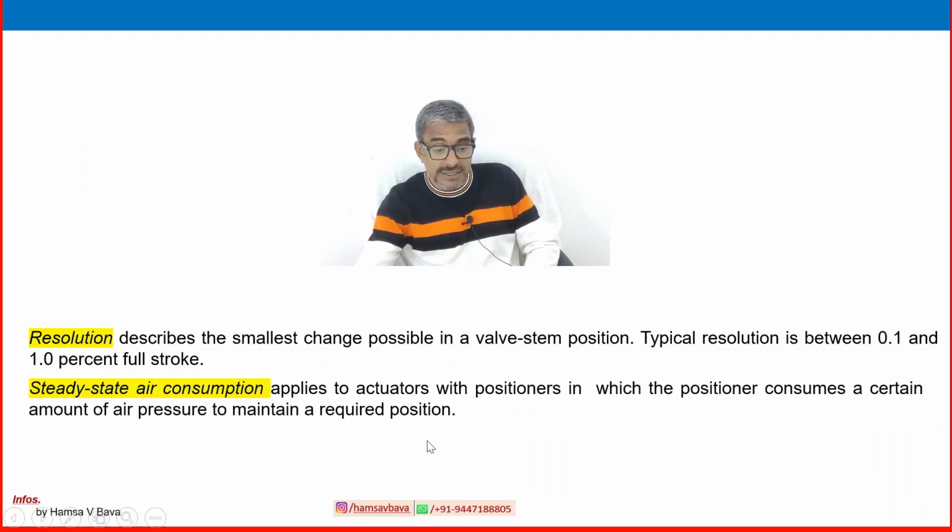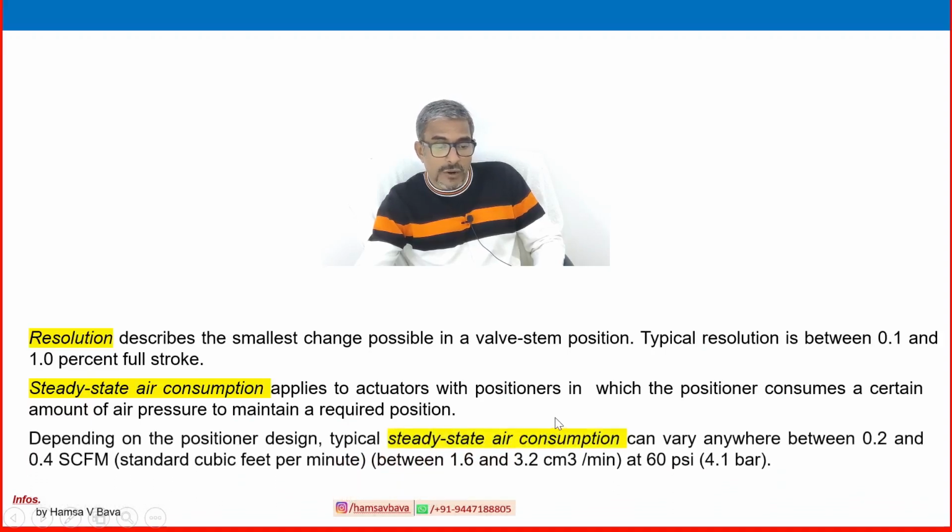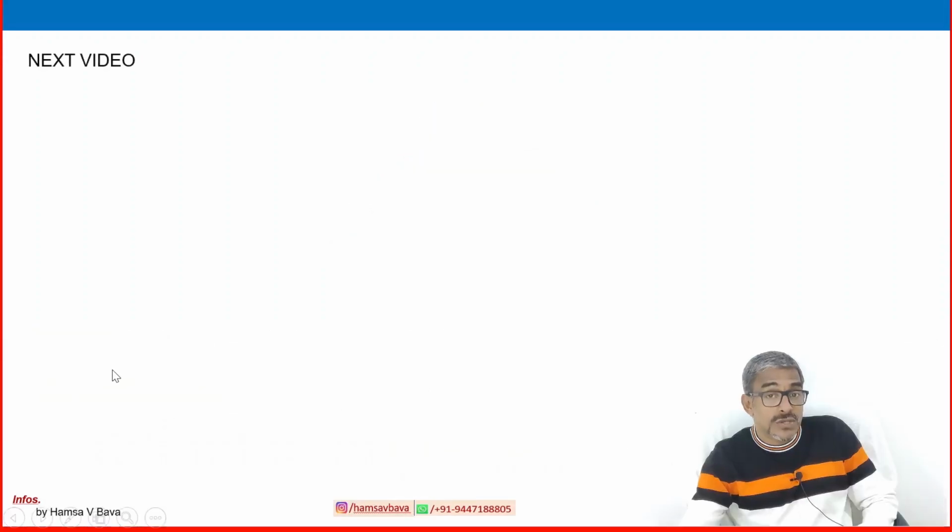Steady state air consumption is another term used for performance monitoring. It applies to actuators with positioners, in which the positioner consumes a certain amount of air pressure to maintain a required position. Depending on the positioner design, typically steady state air consumption can vary anywhere between 0.2 to 0.4 standard cubic feet per minute, or 1.6 to 3.2 cubic meters per minute, at 60 psi or 4.1 bar. So, we are ending this video on actuators.